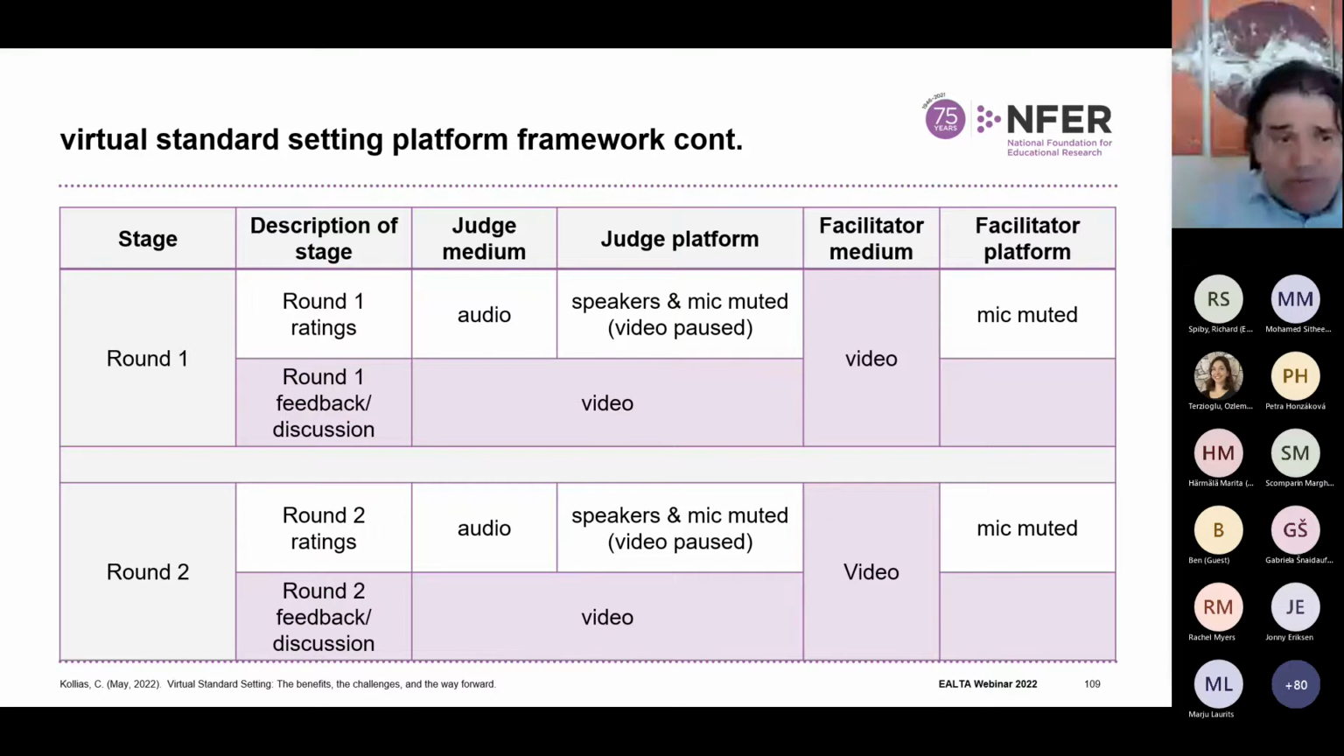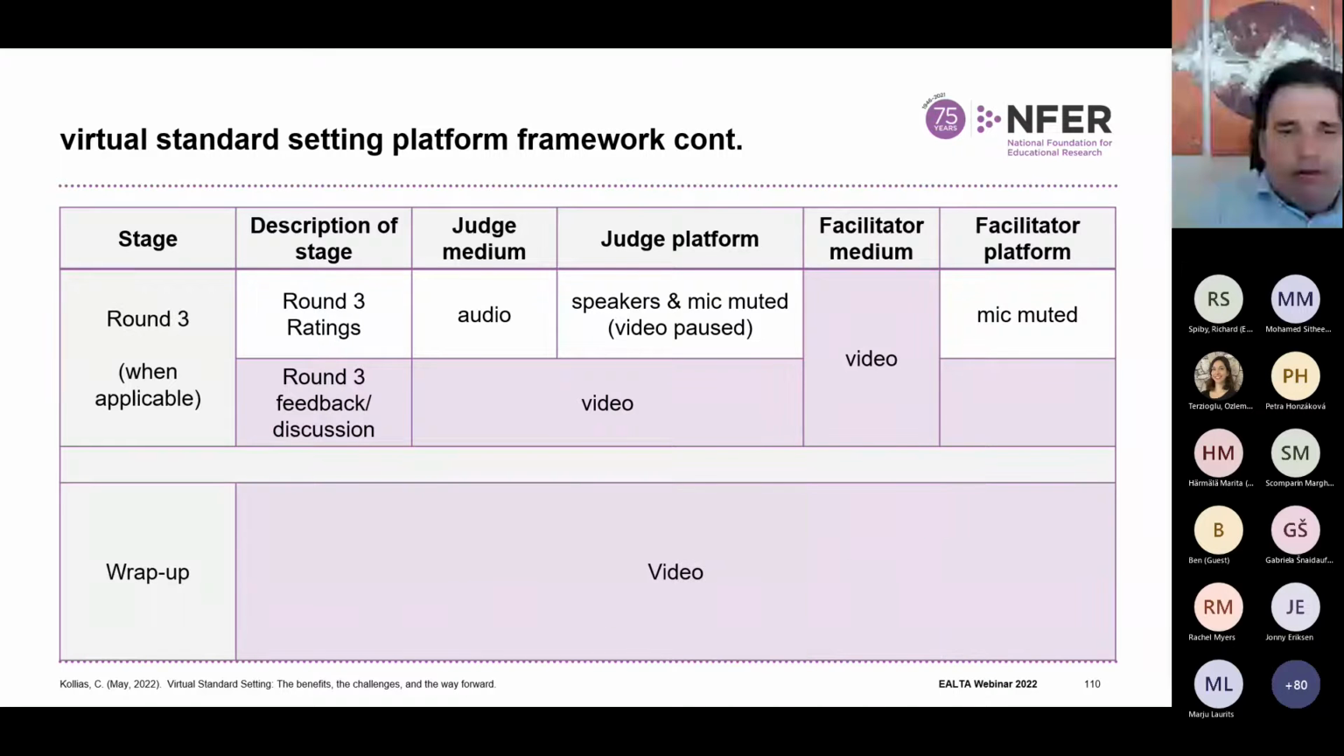Discussion, video on. Round 2 readings, off for the judges, always on for the facilitator, and then feedback discussion on, and the same if you've got a round 3 wrap up video.